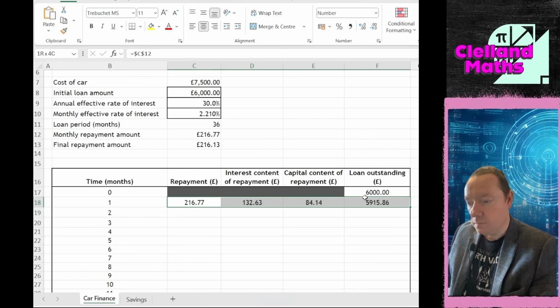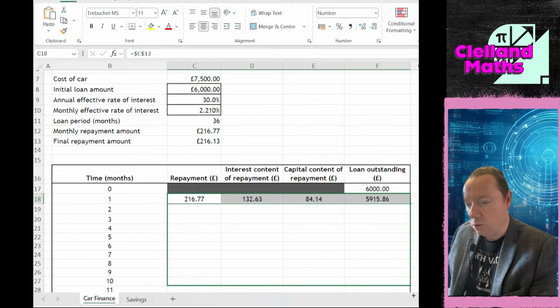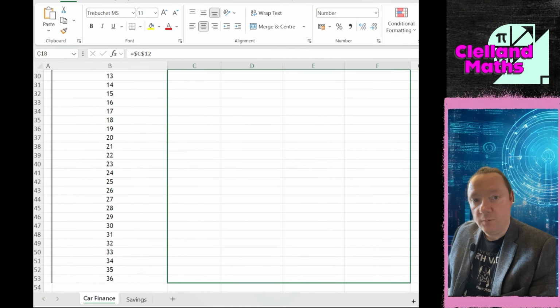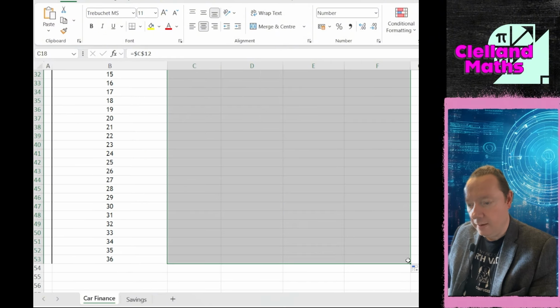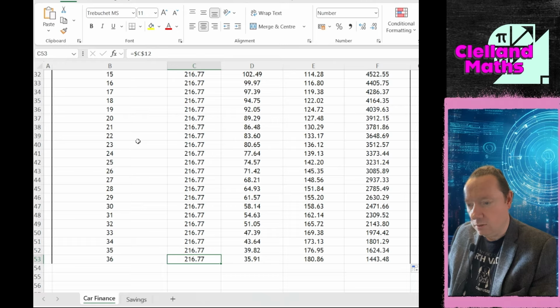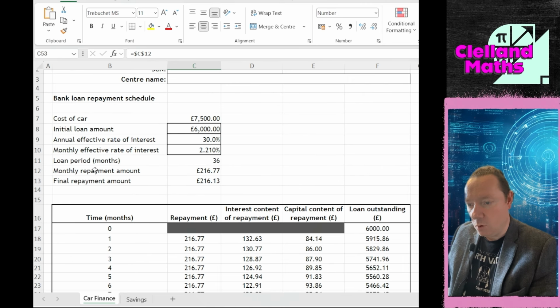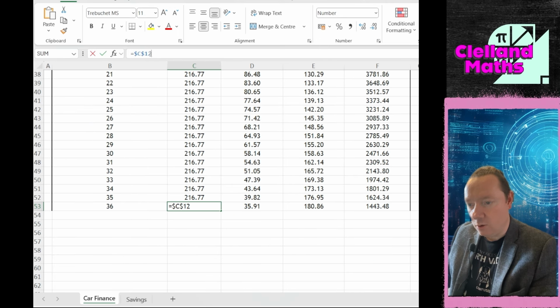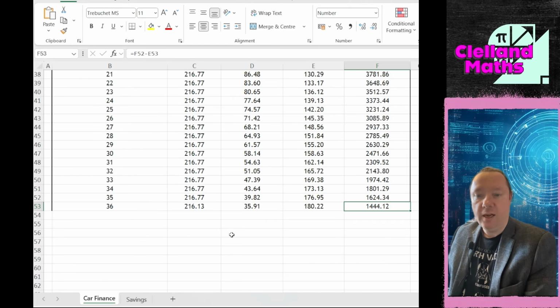So, drag my little box. And just remember that final payment we need to change. But that's okay. We can just change that here by looking up to see what box we're on. Final repayment is in C13, I think. So I'll just edit that to a 13. And it'll change that there, which means it'll change that there.